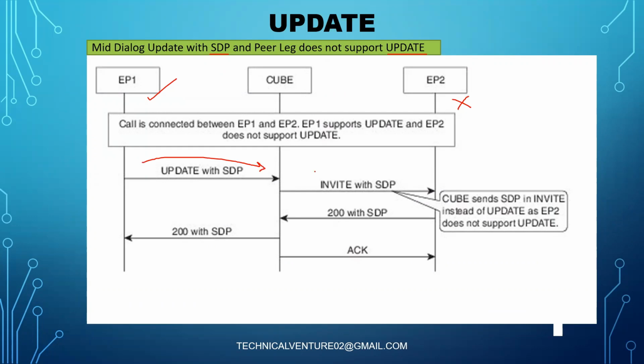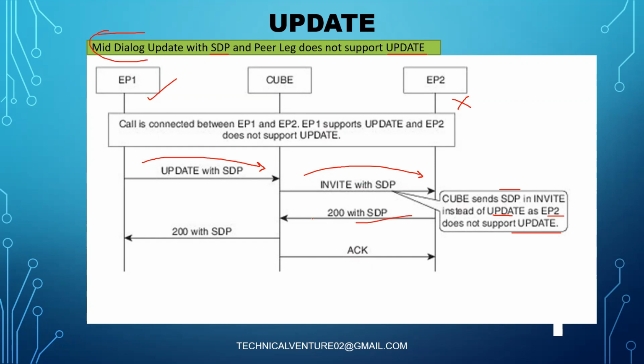Then it sends invite with SDP to the EP2. It is not sending update because the call is already there, right? And Cube sends SDP in invite instead of update because the EP2 doesn't support update. That is what we already know, right? So Cube will send an invite with SDP because this is a mid dialog update. This is not an early dialog update, right?